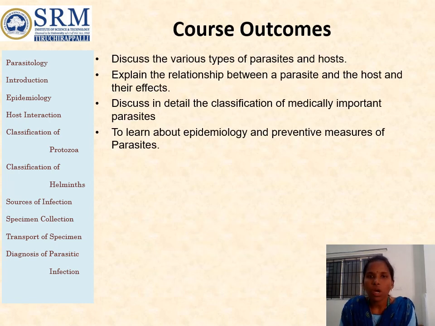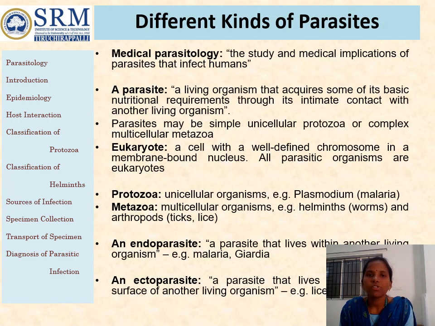So coming to the course outcomes, what the COs focus on in this topic is various types of parasites and their host, and then to explain the relationship between parasites and the host and their effects, and to discuss in detail the classification of medically important parasites, and to learn about the epidemiology and preventive measures of the parasites. So coming to different kinds of parasites.